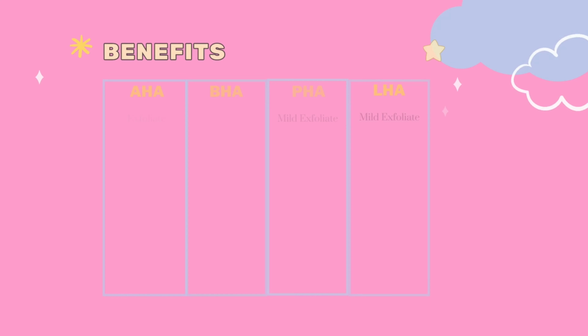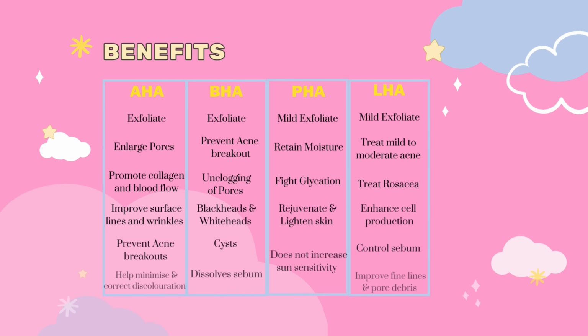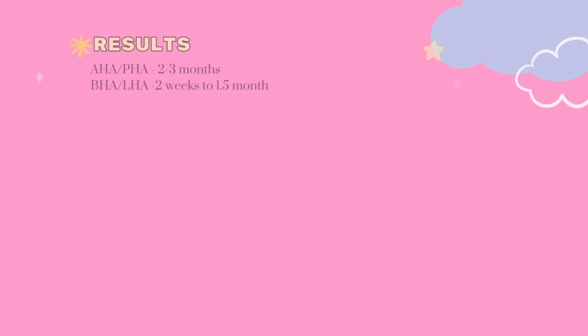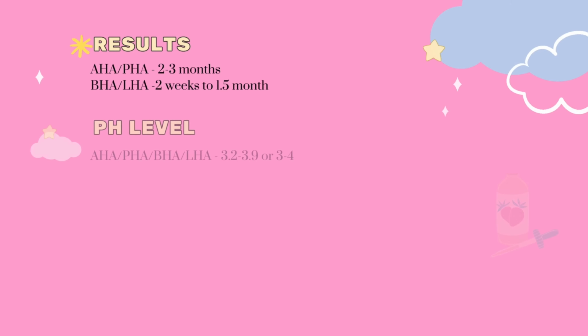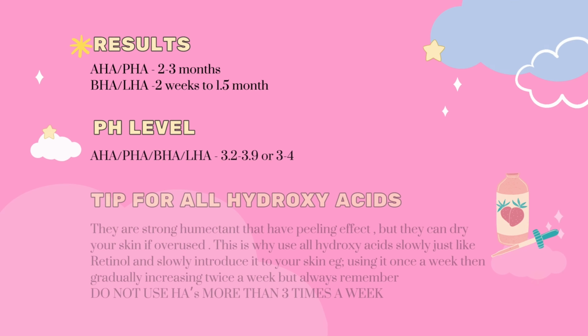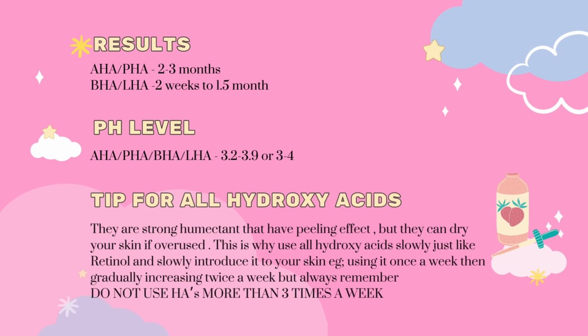Besides being great chemical exfoliators, different hydroxy acids come with different benefits. Here I have listed some of those benefits for you. You can see visible results in 3 to 4 days, but to see a lot of improvement in your skin, AHA and PHA will take 2 to 3 months, and BHA and LHA will show results in 2 weeks to 1.5 months. The pH level of hydroxy acids lies between 3 and 4.